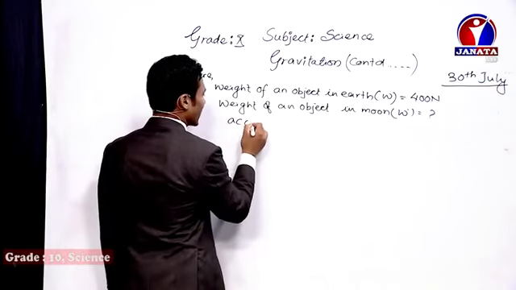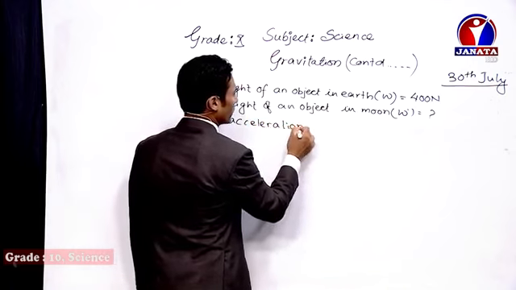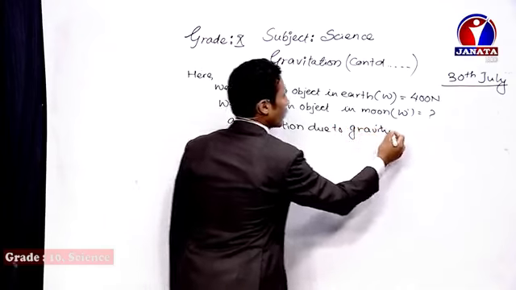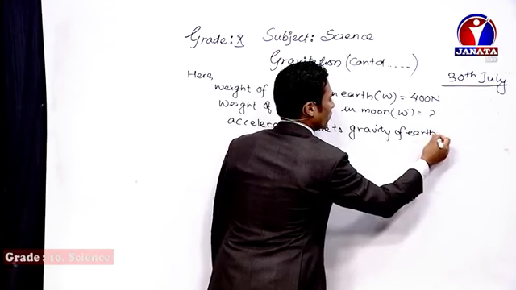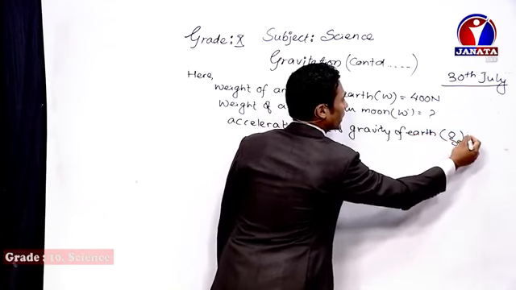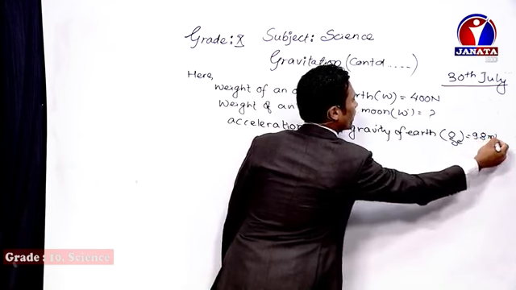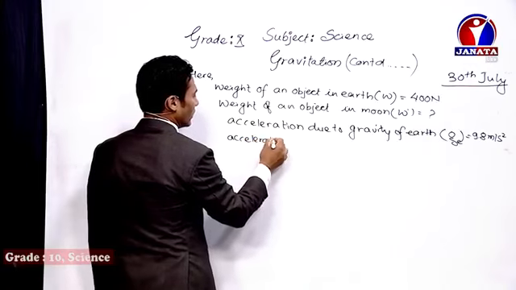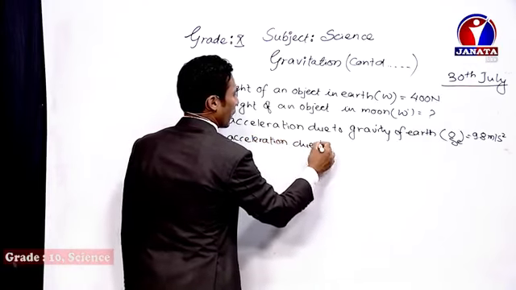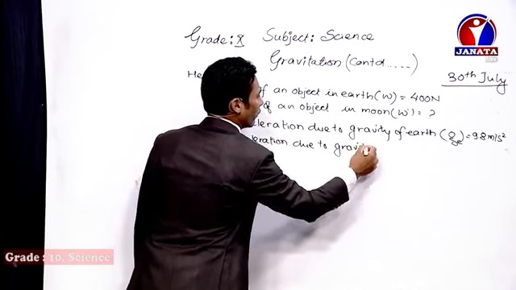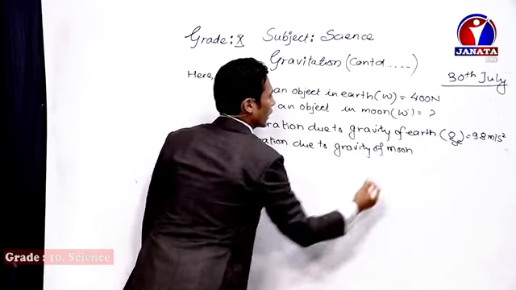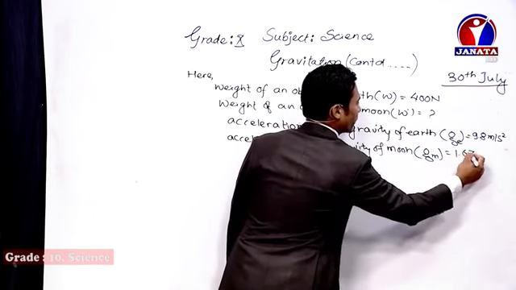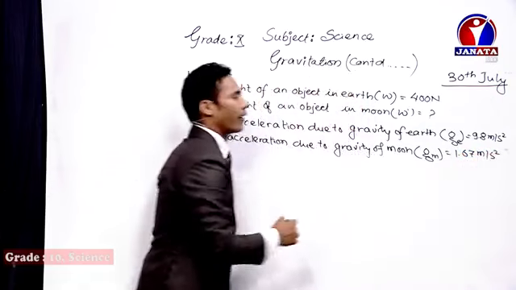So let's write down the acceleration due to gravity of Earth. I will write this g_E is 9.8 meter per second square. And the acceleration due to gravity of the moon, if I suppose this g_M, then it is 1.67 meter per second square, right?